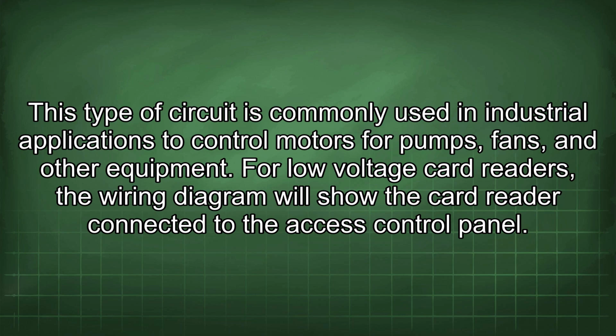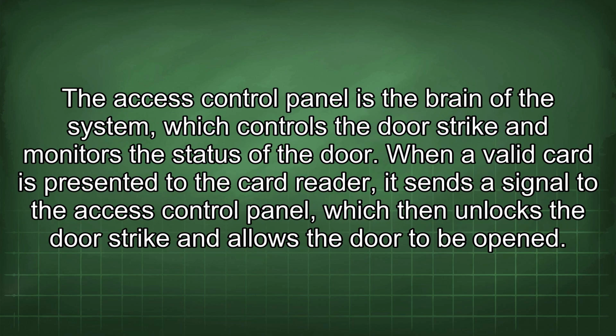and other equipment. For low-voltage card readers, the wiring diagram will show the card reader connected to the access control panel. The access control panel is the brain of the system, which controls the door strike and monitors the status of the door. When a valid card is presented to the card reader, it sends a signal to the access control panel, which then unlocks the door strike and allows the door to be opened.